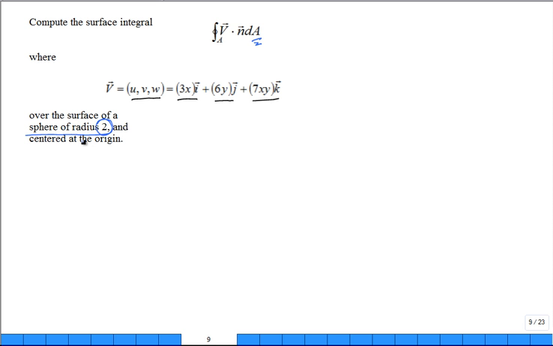That's a tough problem. A sphere of radius 2 centered at the origin. That means the location of the surface is x squared plus y squared plus z squared is equal to 2 squared. All those combinations of x, y, z locations that satisfy that equation. Isn't that describing the surface of a sphere?